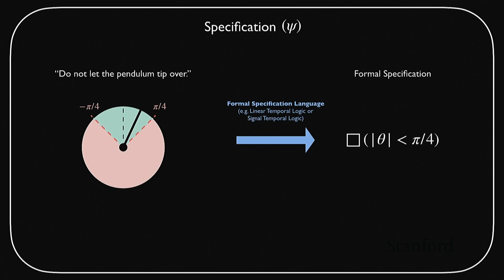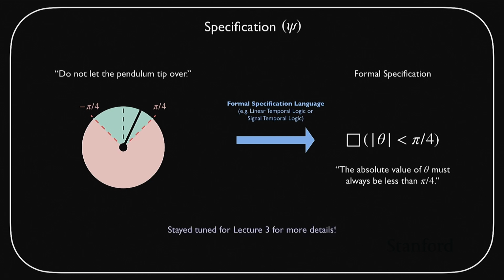So there's a way to formally write that down using a language called signal temporal logic, and it looks like this. So no worries if this looks like gibberish to you right now. It won't after a few lectures. But this is essentially what it looks like, and what this is saying is the absolute value of theta, or the angle of the pendulum, must always be less than pi over 4. And again, no worries if this looks like gibberish. We're going to talk about what all this means in lecture 3.